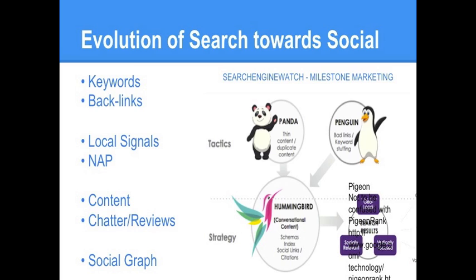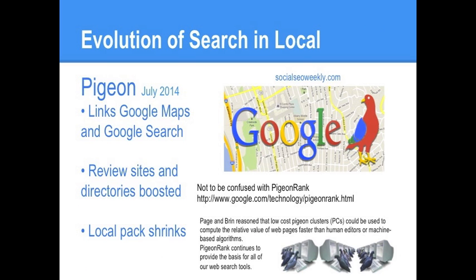But in July of last year, they brought in what's called the Pigeon update. So it was actually in July of last year that you saw the review sites and the directories getting a much bigger boost. What they call the local pack, the search results, the little red balloons, the number of results shrank. They got a little bit better at trying to target you.